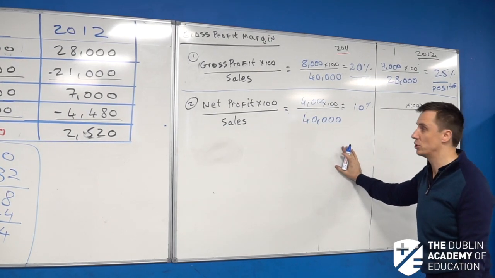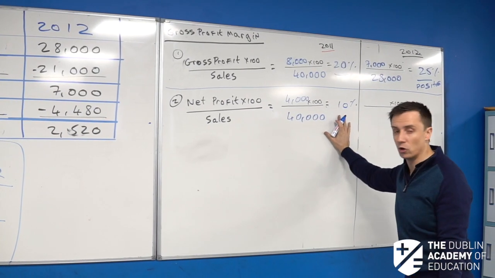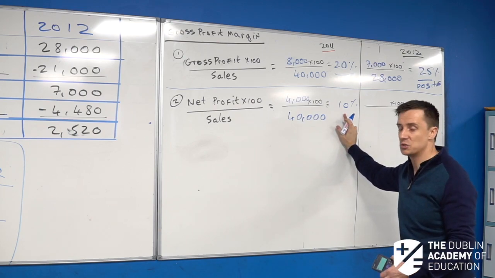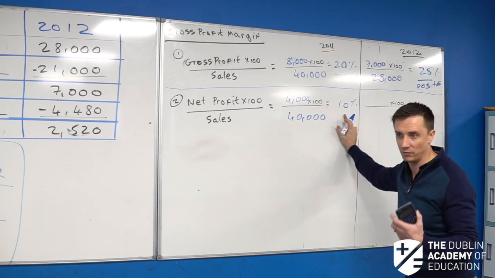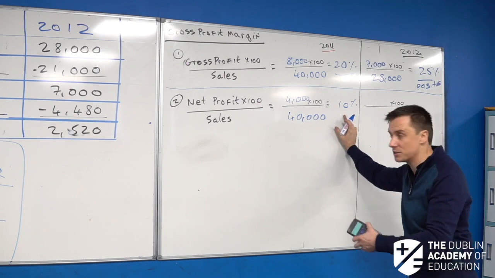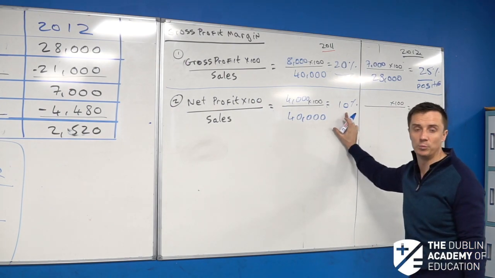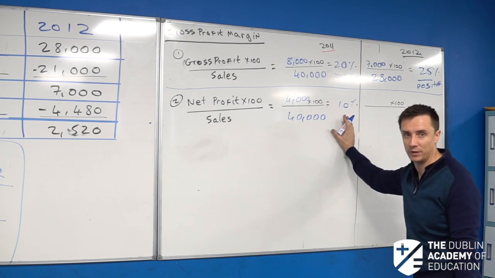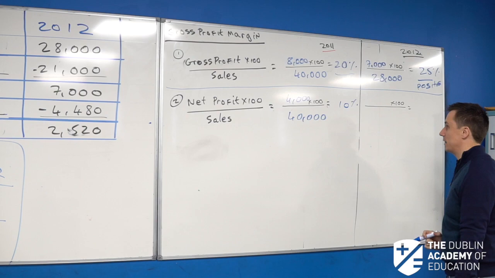Now, what that tells us that year is for every euro the company took in, 10% of that was the company's overall profit. So after they paid off all their bills, their wages, their rent, their insurance, their suppliers, 10% of that was the company's money to keep. So it's not the profit off their stock, it's their overall profit. So net profit margin that year was 10%.